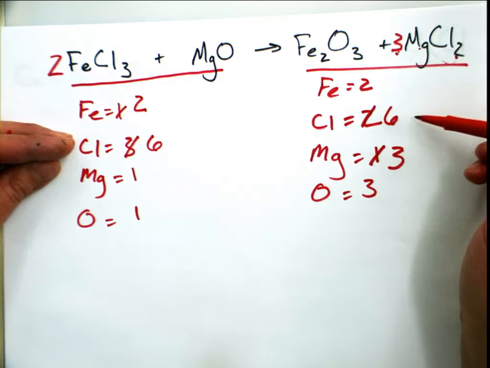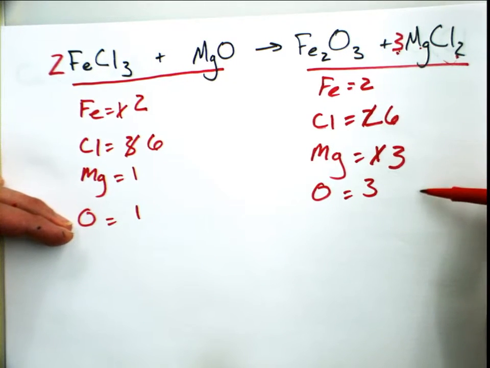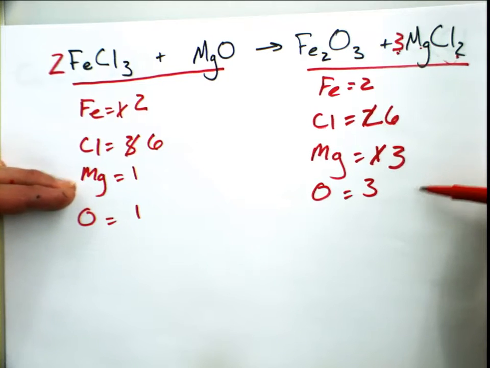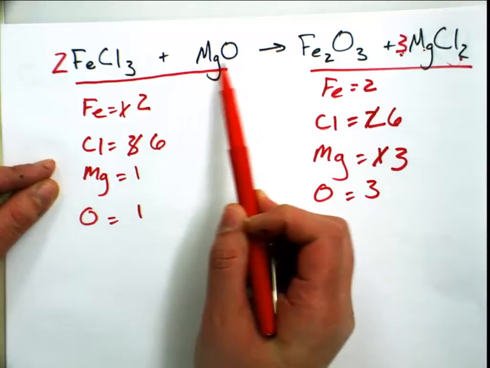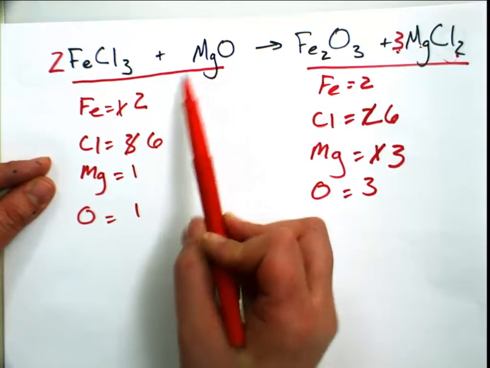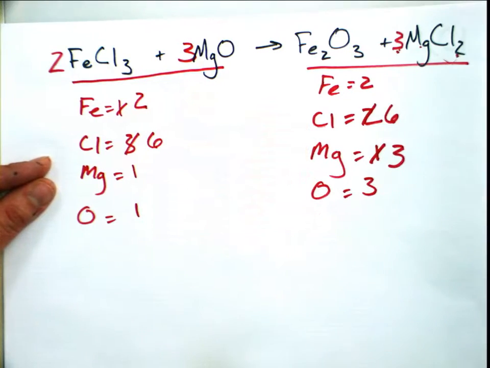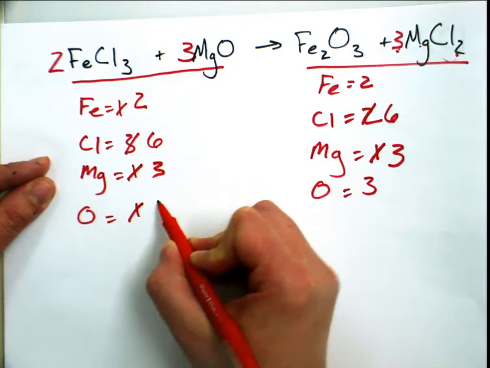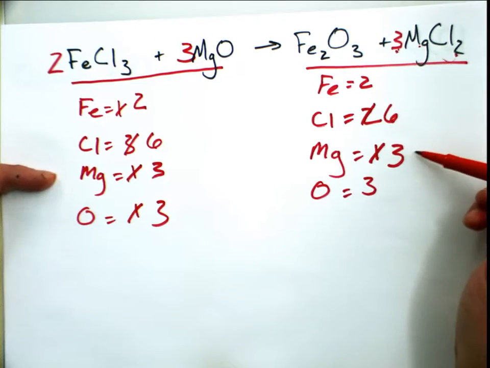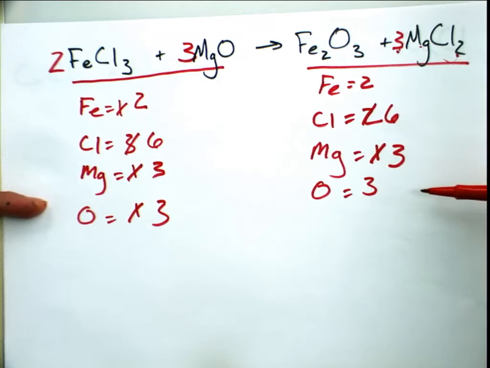Now everything is balanced but magnesium and oxygen. We have 3 of each on the product side and 1 of each on the reactant side. Magnesium and oxygen are in the same compound on the reactant side in a 1-to-1 ratio. And so if we add a coefficient 3 in front of them, that increases both magnesium and oxygen to having 3 atoms, and we have all of our elements balanced.